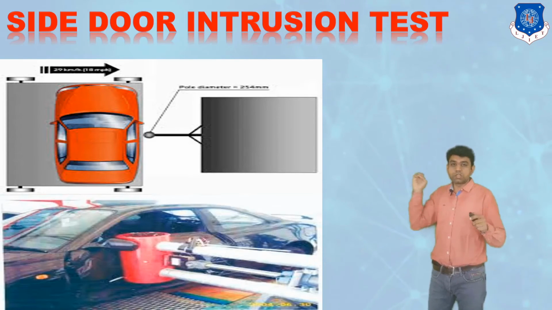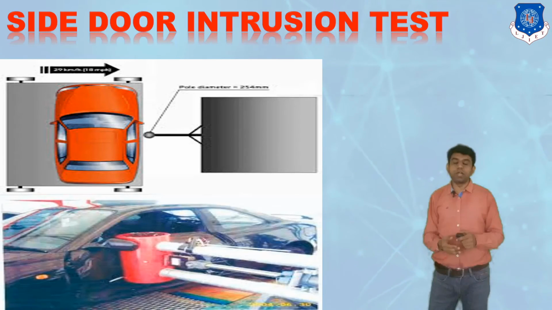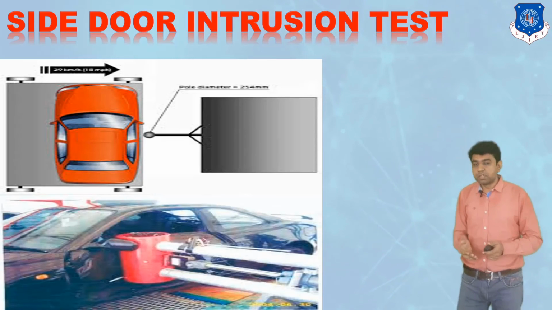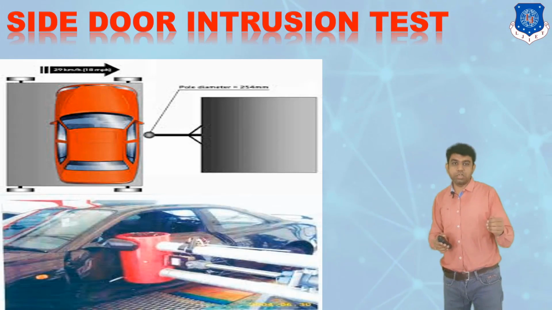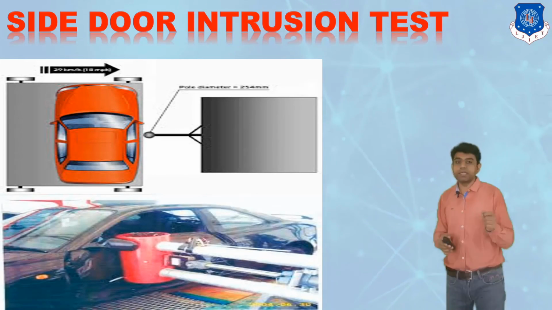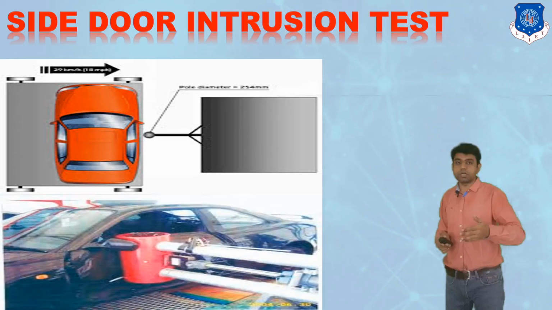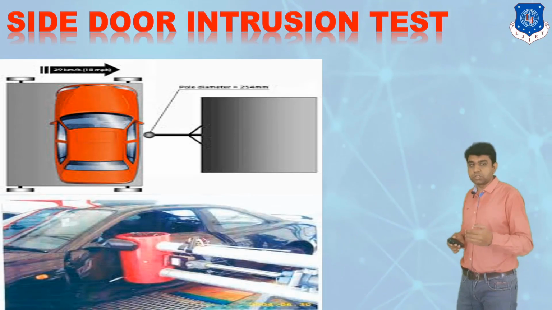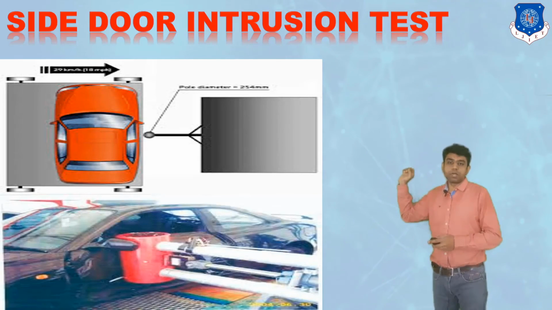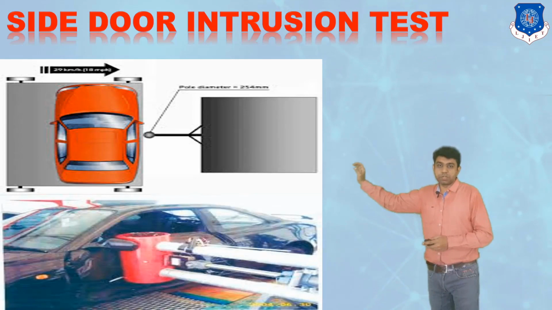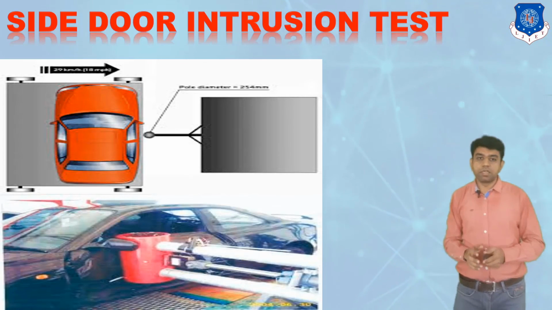This pole is allowed to collide with the car, which is taken across the pole at a speed of 29 km/h. This is to check, whenever there is an accident of a car with certain poles, how safe the doors are, and that can be evaluated with the help of this side door intrusion test. So this is very similar to the crash test, but instead of a solid rigid surface, we have a spherical ball which is allowed to collide with the car. This spherical ball can be taken towards the car, or the vehicle can also travel to that object, but at a speed of 29 km/h.